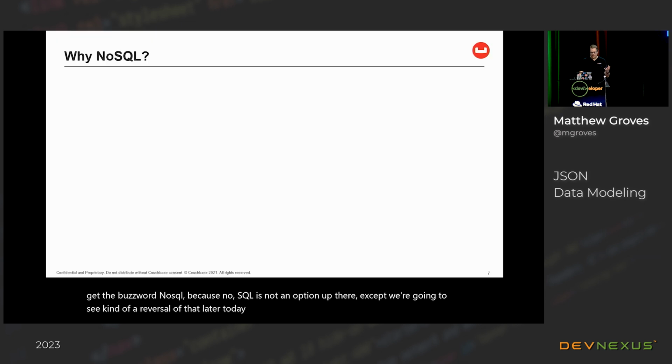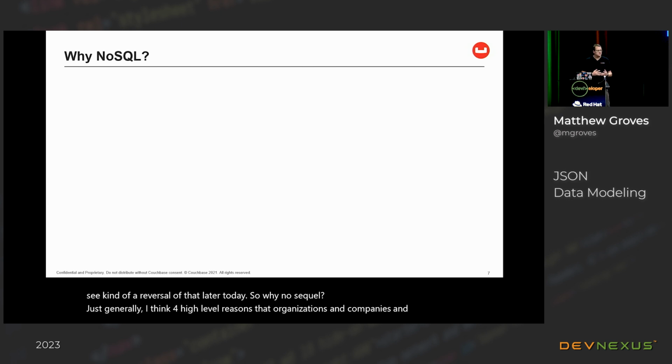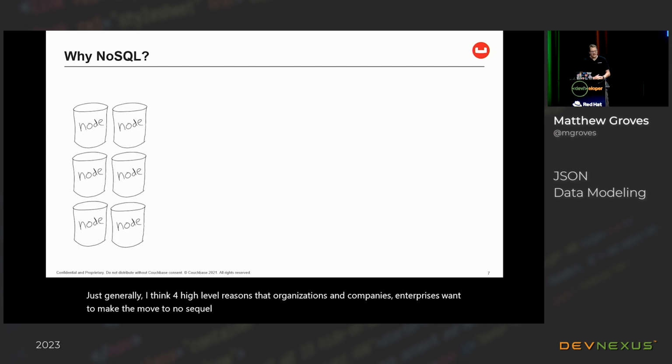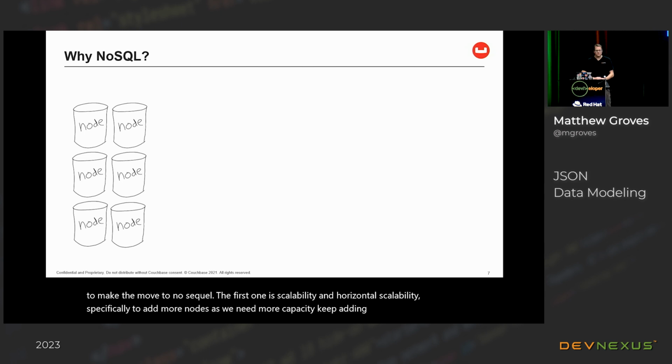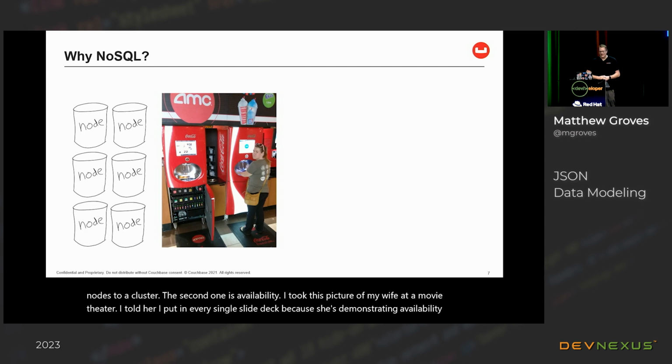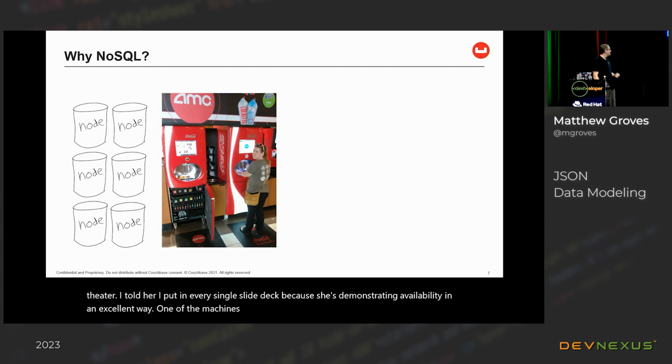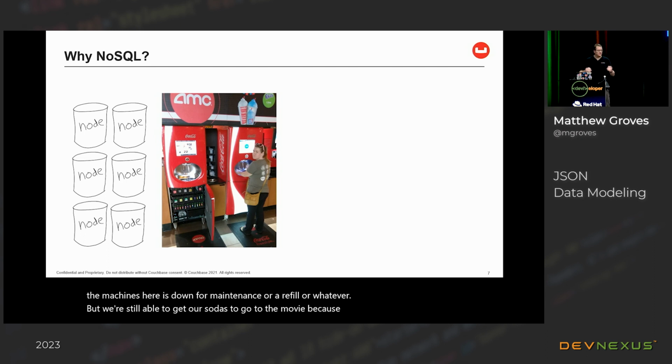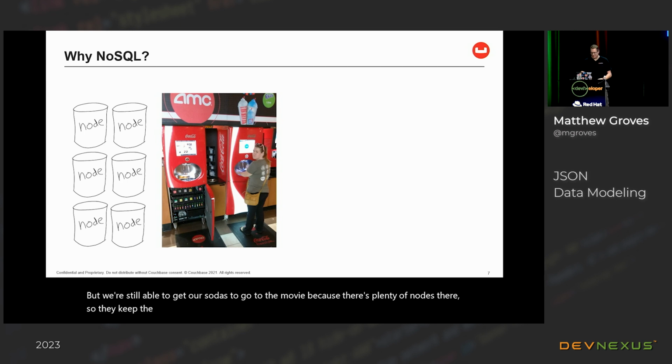So why NoSQL? There's generally, I think, 4 high-level reasons that organizations and companies and enterprises want to make the move to NoSQL. The first one is scalability, and horizontal scalability specifically, to add more nodes as we need more capacity, keep adding those additional nodes to a cluster. The second one is availability. I took this picture of my wife at a movie theater. I told her I'd put it in every single slide deck because she's demonstrating availability in an excellent way. One of the machines here is down for maintenance or refill or whatever, but we're still able to get our sodas to go to the movie because there's plenty of nodes there, so they keep the whole soda machine available.